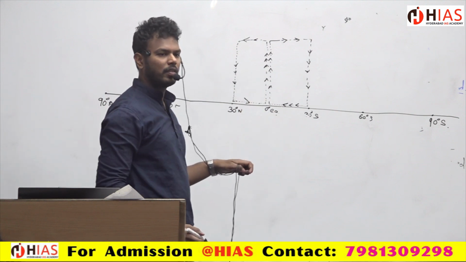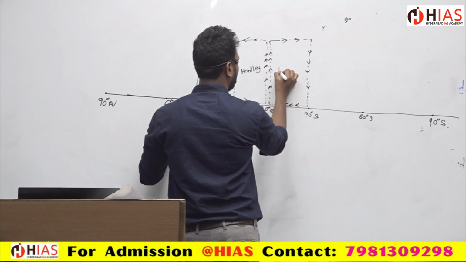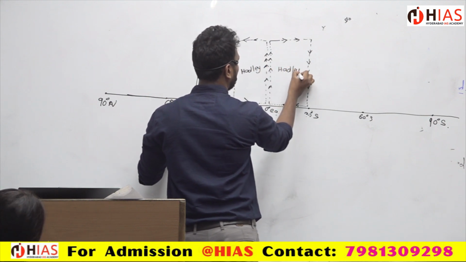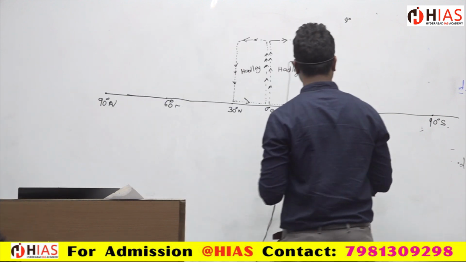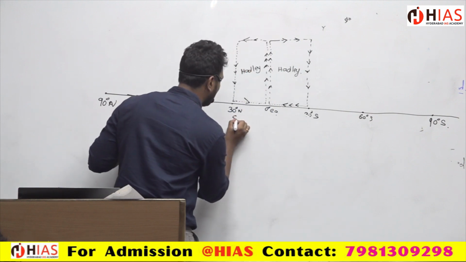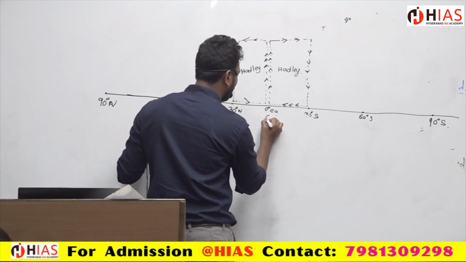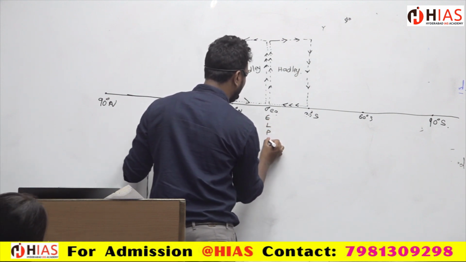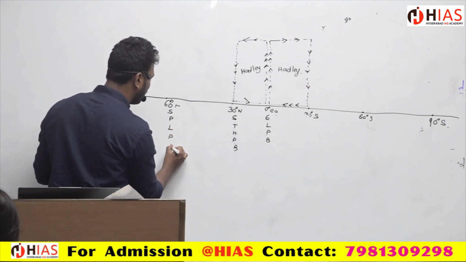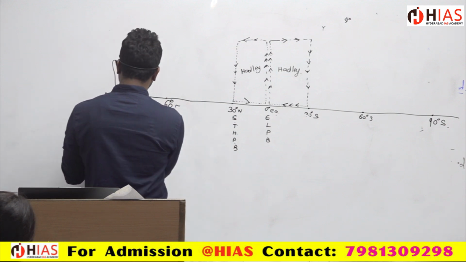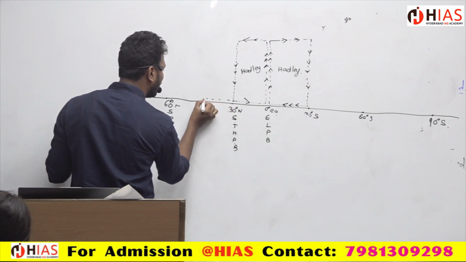This is one cell. I am calling it the Hadley cell. Next. See, this is the subtropic high pressure belt, the equatorial low pressure belt, and this one will be the subpolar low pressure belt. Low pressure belt means again the winds from here will come here, and the winds from here will come here.